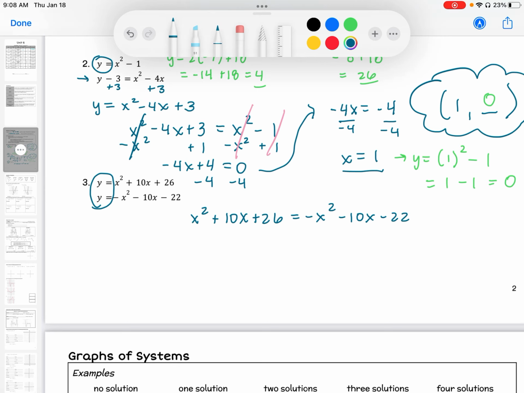And I'm not going to trick you. I'm not going to really ask you to solve these by hand if they're super difficult to solve. If they're straightforward like this, then I'll ask you to do that. All right, let's get everything to one side. So I'm going to add x squared, add 10x, add 22, and do that to both sides.